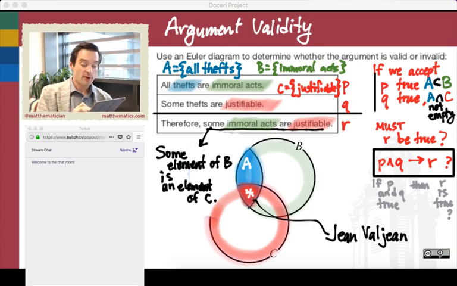But Jean Valjean is an example in literature of a theft which is seen to be justifiable, right? And so, according to our second premise, there exists an element of A which belongs to C. But, according to our first premise, every element of A is an element of B. And since there is an A which is a C, and every A is also a B, that means that there's a B which is also a C. And therefore, R must be true.